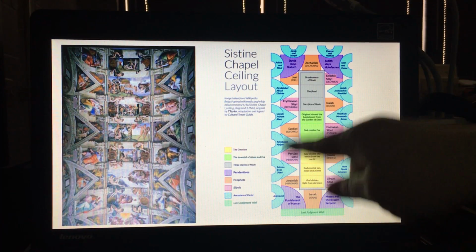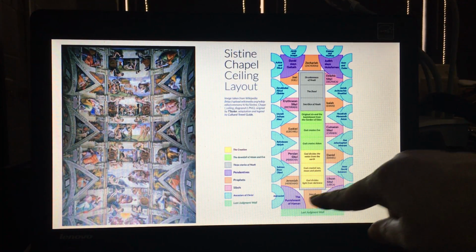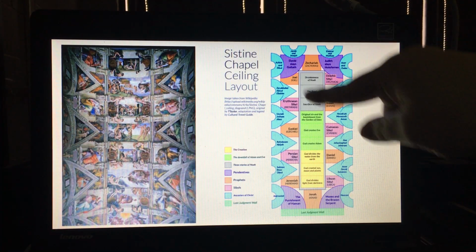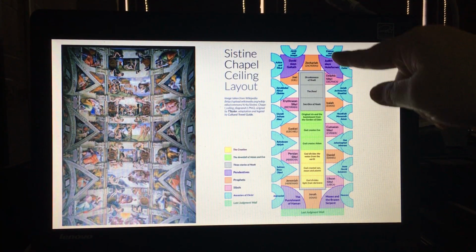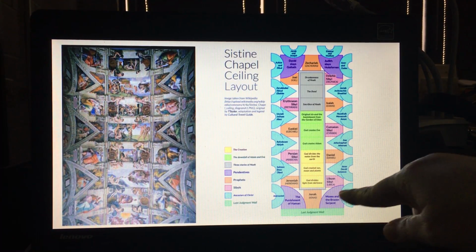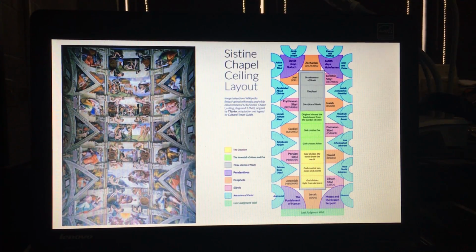Along the walls we have, or the sides here, we have a number of different kinds of things. We have the pendentives. We know what pendentives are, right? Different stories. We have David slaying Goliath, Judith slaying Holofernes. That's a really cool one. Moses and the brazen or bronze serpent, and the punishment of Haman.